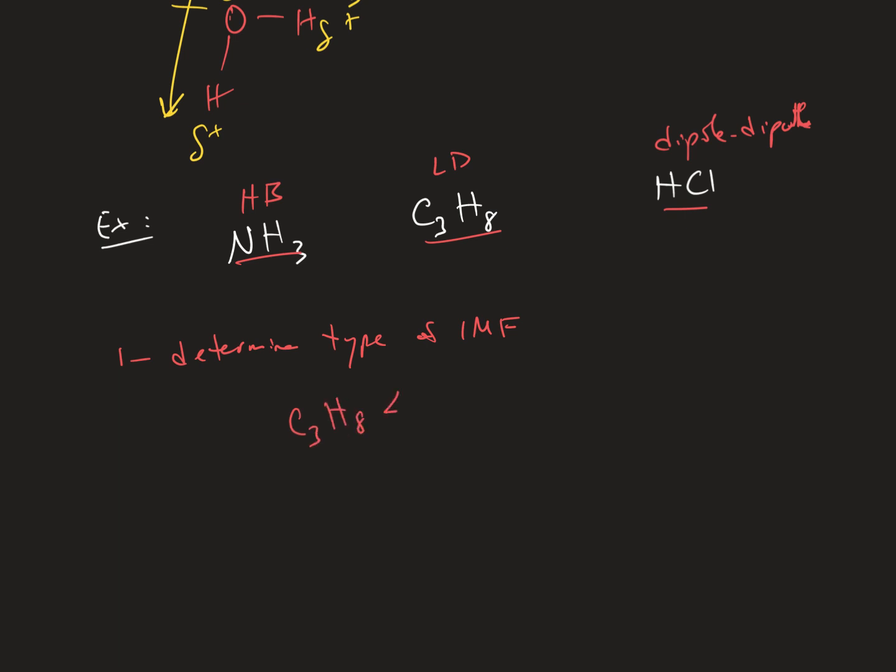Okay? So if we put these in order from lowest to highest, what would it be? C3H8 is the lowest, then HCl, and NH3 is the highest because it has a stronger intermolecular force. And if you're doing this and a couple of them have the same intermolecular force, now what do we do? Determine the molar mass. Whichever one has a higher molar mass has a higher boiling point, higher melting point. Good?